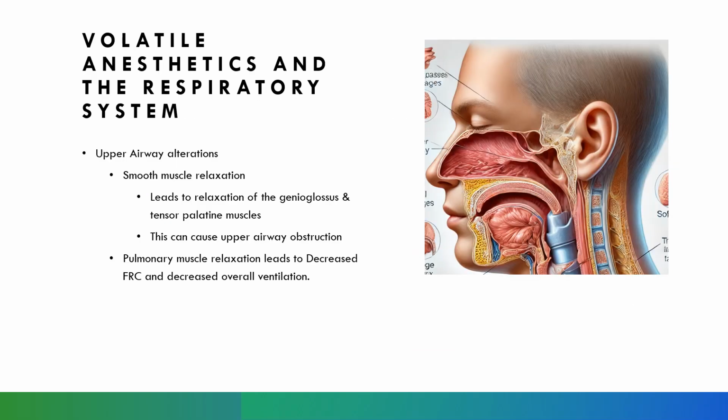What do our volatiles do to our upper airway? That smooth muscle relaxation is going to lead to relaxation of the genioglossus and the tensor palatini muscles. Right? This is going to cause upper airway obstruction. Okay? And also the pulmonary muscle relaxation leads to our decreased FRC and decreased overall ventilation, which we talked about, those low tidal volume breaths, right?